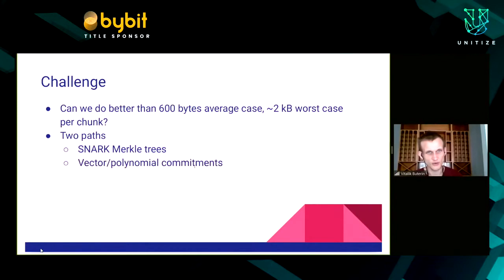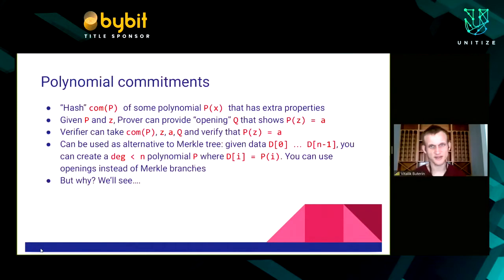Now, second approach, vector and polynomial commitments, right? So, quick math overview. A polynomial commitment is a special kind of hash of a polynomial. A polynomial is this big thing. It has a whole bunch of coefficients. It can contain a lot of information. And we create this kind of hash of that polynomial where that hash has extra properties.